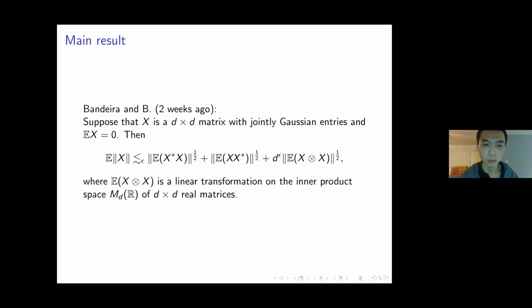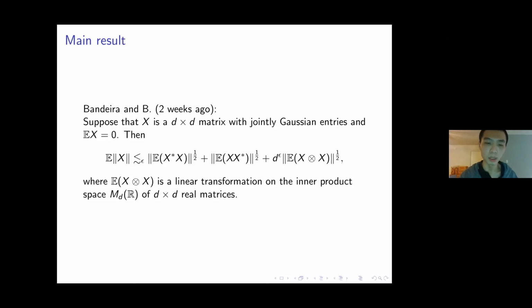Okay, the main result is this. The non-commutative Khintchine inequality is square root of log d times this whole thing. But then what we do is we eliminate the square root of log d, and then we add this thing. What is this thing? So this is a linear transformation on this inner product space. This is the inner product space of all d by d real matrices.